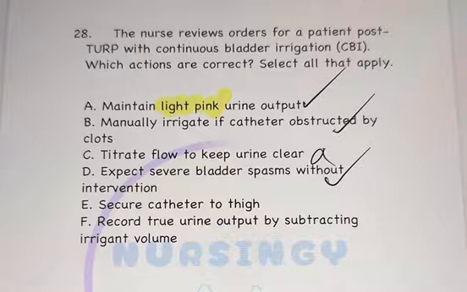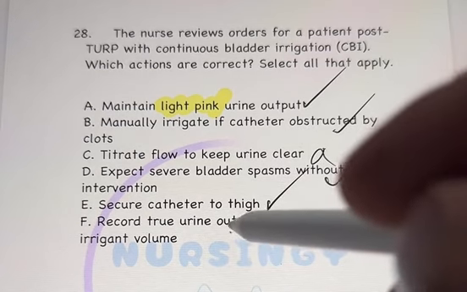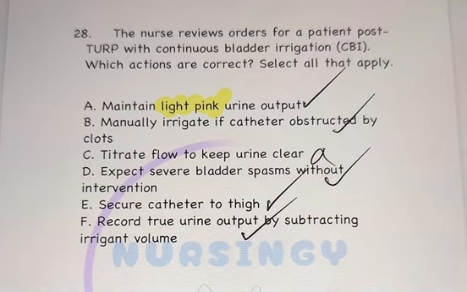E: secure catheter to thigh. What about E? E is yes, because this is going to prevent traction of the catheter and urethra, so there should be no injury. And what about F? Record true urine output by subtracting irrigant volume. Is that correct? Yes to F. If we are monitoring the urine output, we should subtract the irrigant volume, and that will give us the true urine output. Nice, guys.